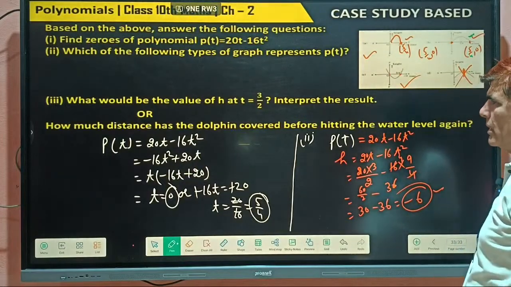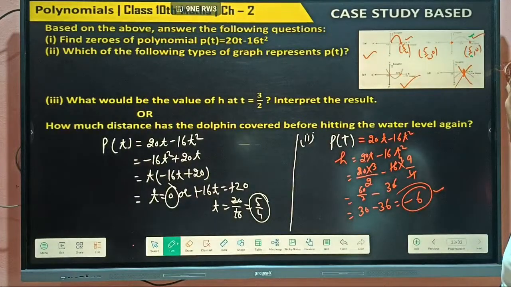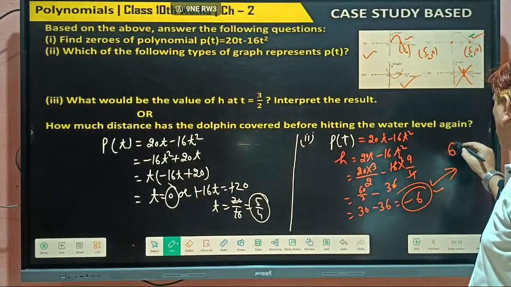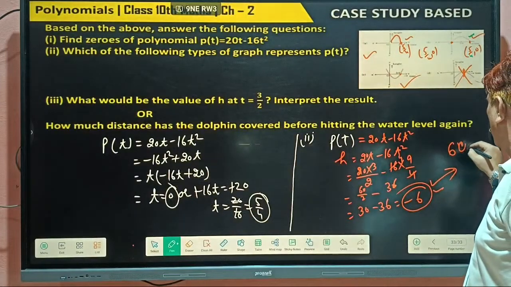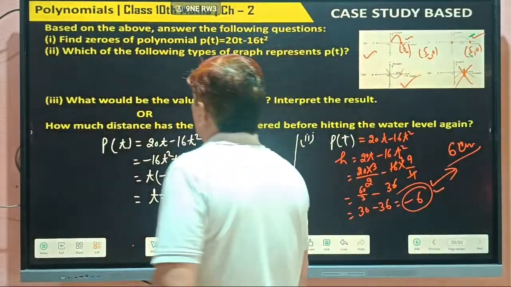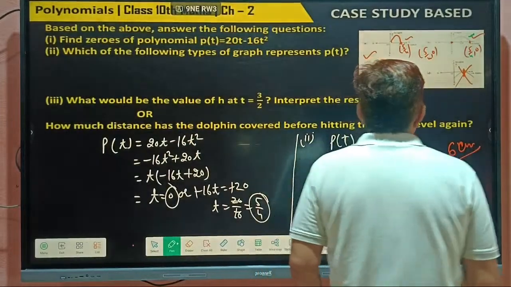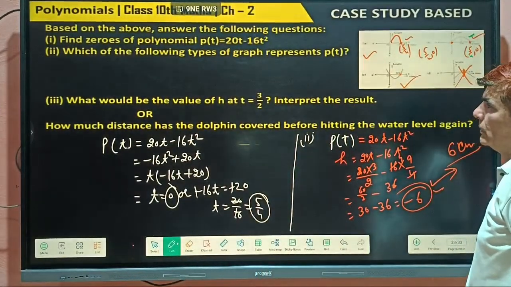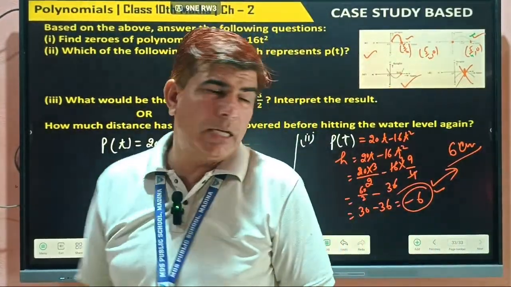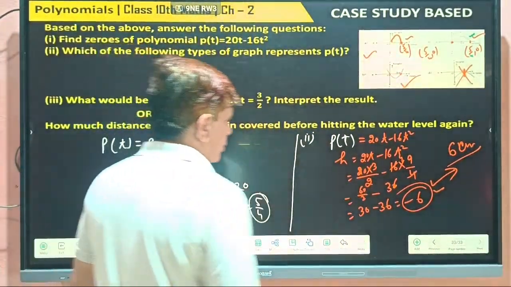How much distance has the dolphin covered before hitting the water level again? How much distance is covered by it? The distance covered is 6, in meters or centimeters as given, before touching the water. Got it? So this question we have taken, and again I can repeat this. So this question is like this.